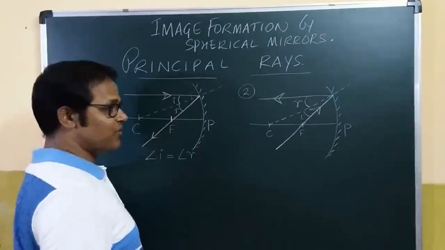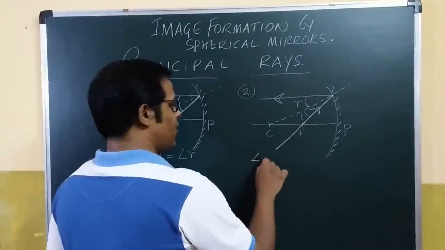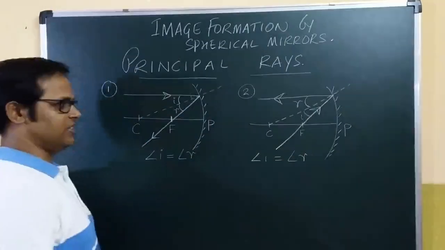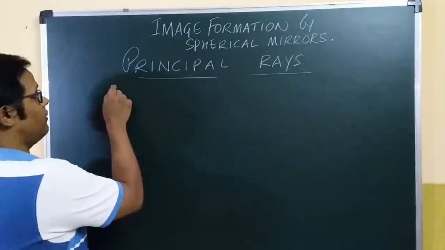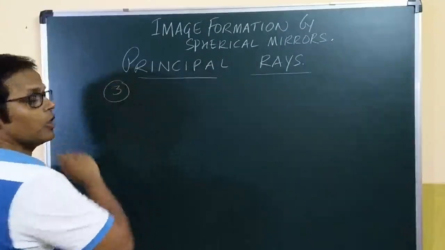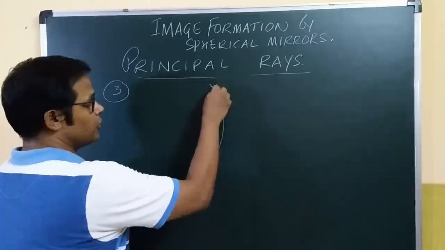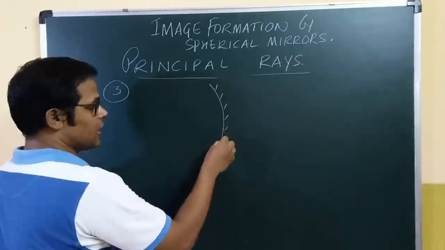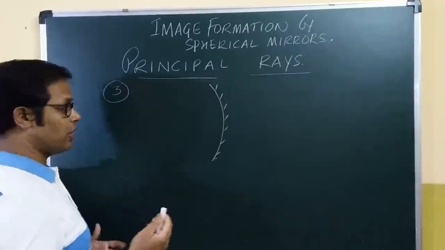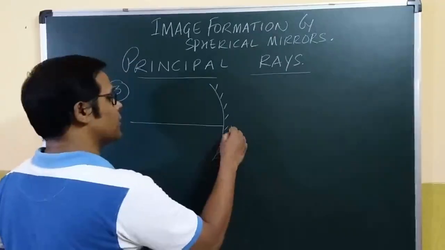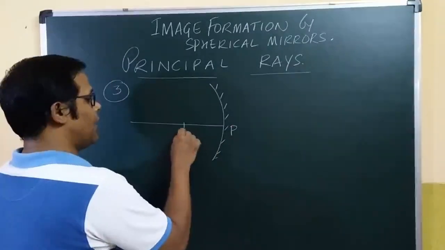And by the laws of reflection for mirrors, angle of incidence should be equal to angle of reflection. Got it right? Let me show you the third principal ray valid for concave mirrors. The third principal ray, first of all, you can draw your concave mirror. By this time, everyone should be sure how to draw a concave mirror on paper. This is your principal axis. Mark your points P, F, C.